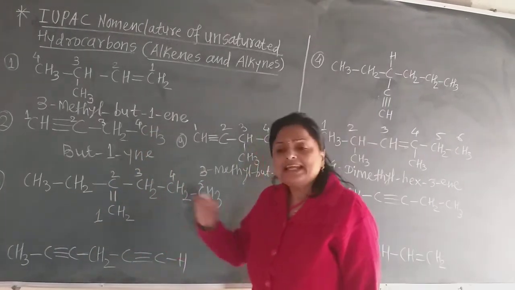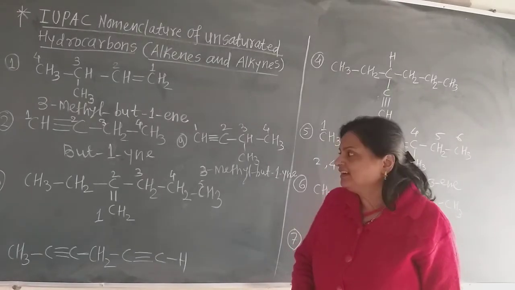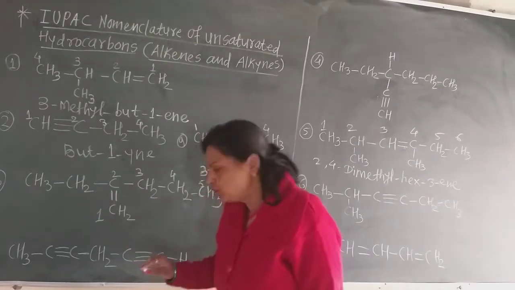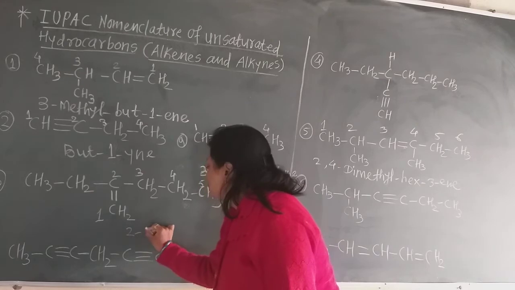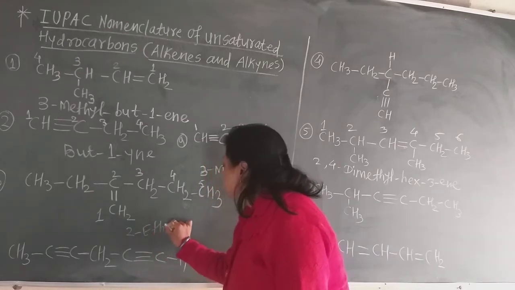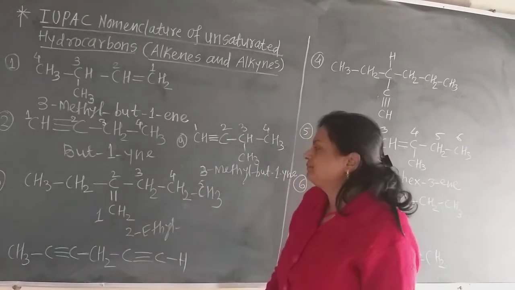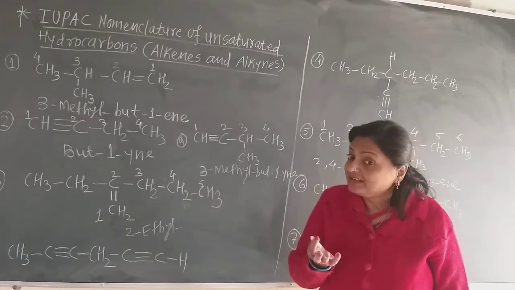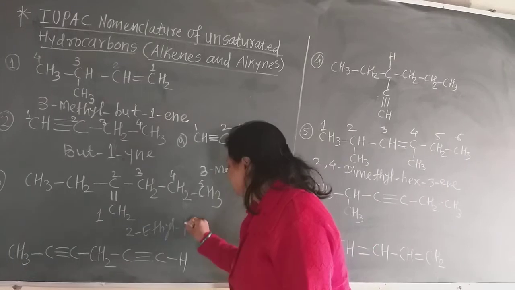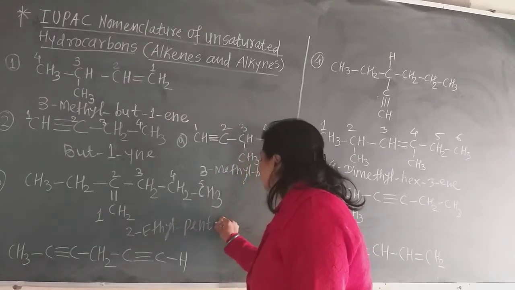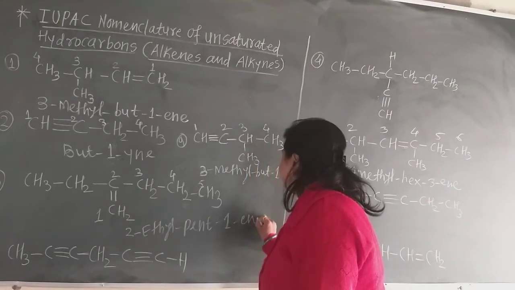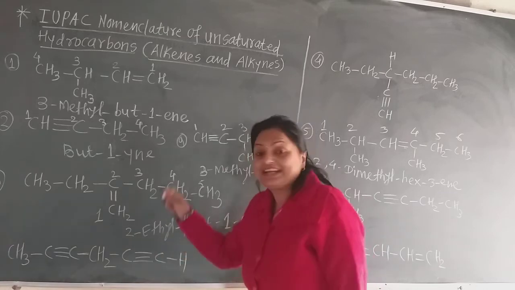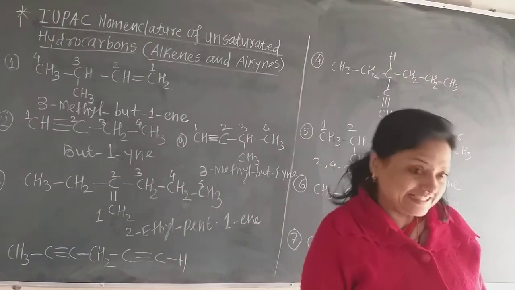So what is the name of this alkene then? On the second carbon there is the ethyl group, so it is 2-ethyl. And how many carbons in the chain? 5 carbons, so it is pentene. But which pentene? Pent-1-ene. Yes, it is pent-1-ene. That is the correct IUPAC name for this compound.